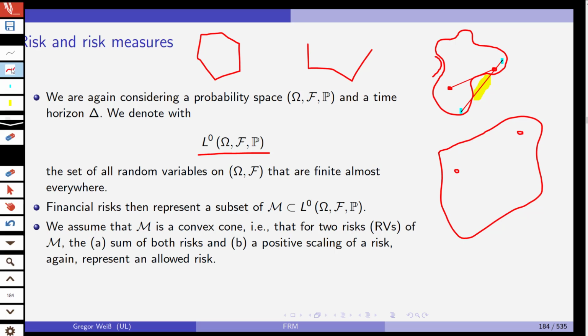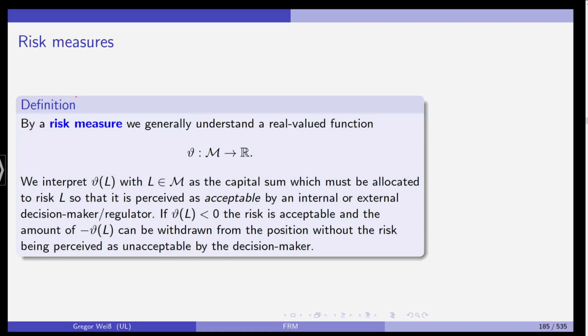That's a convex cone. Okay. So let's continue. What is a risk measure? By a risk measure, we generally understand a real valued function, mu, defined on this convex cone M of all real valued random variables. And let's say that one risk is L. So L is an element of M. So this is a risk.